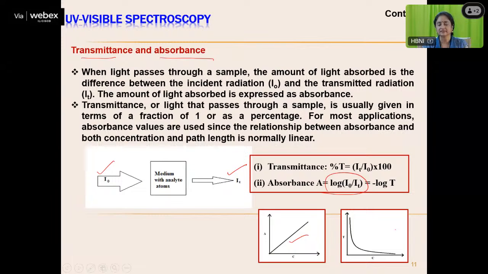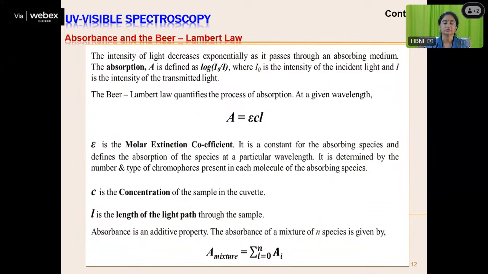Mathematically, it is represented as log I0 by IT, which is minus log T, and percentage transmittance. Always the incident radiation is taken as 100%. So we calculate the transmittance in terms of percentage. So that is IT by I0 into 100. Normally, this type of absorption spectrometry obeys Beer-Lambert's law.